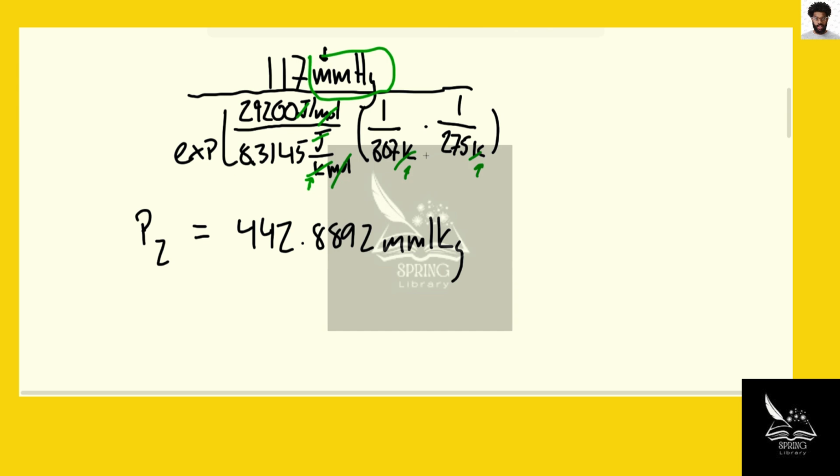It would appear that we have 3 sig figs from the millimeters mercury, as well as from the temperature and heat of vaporization. So the final answer would be 443 millimeters mercury.